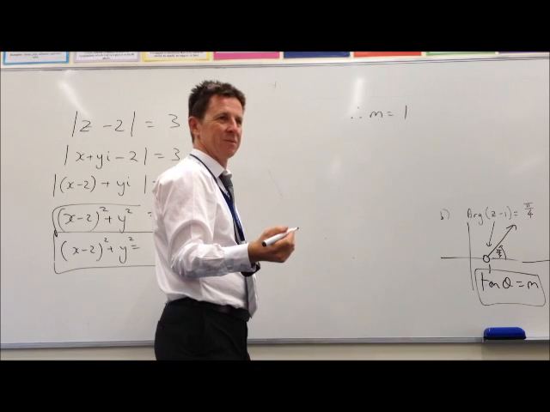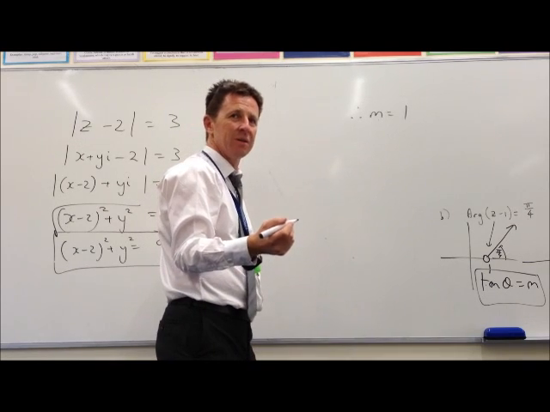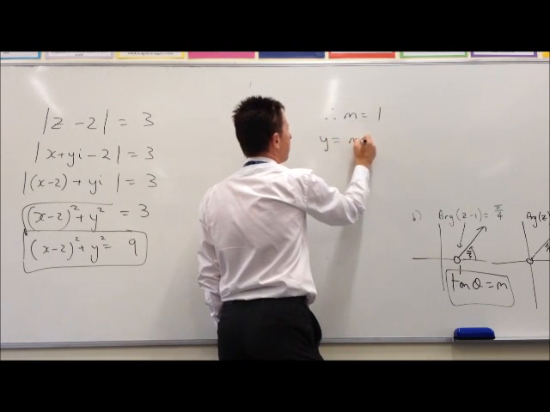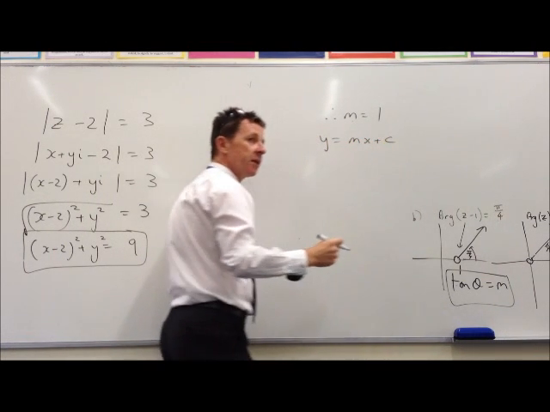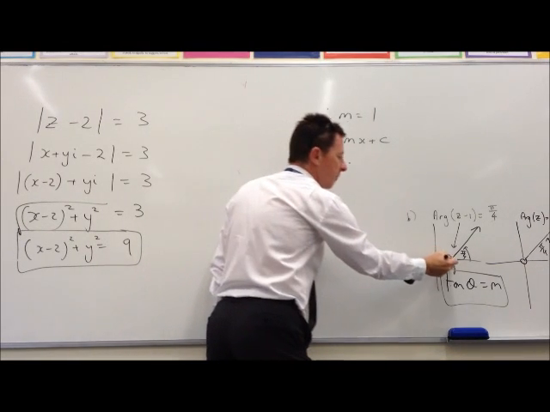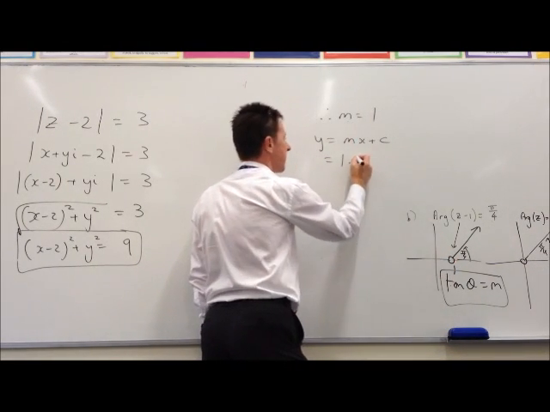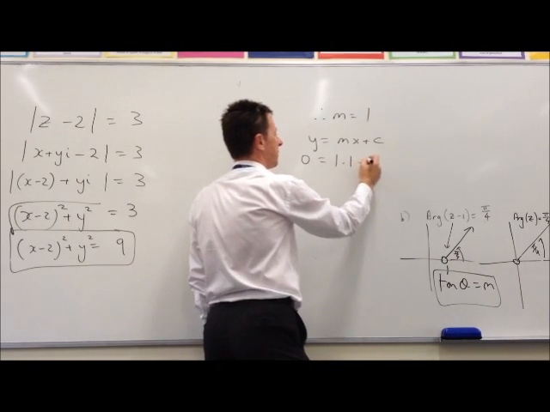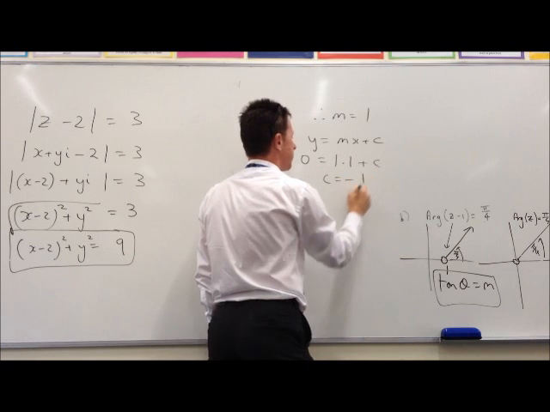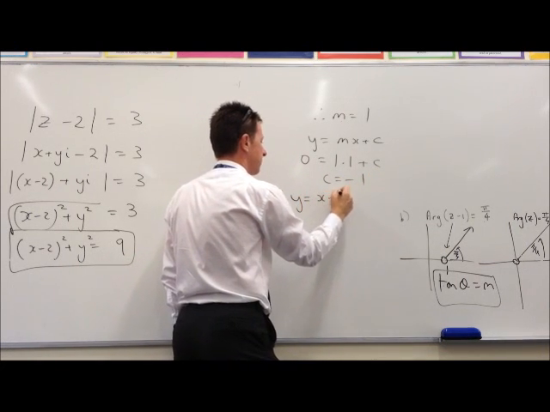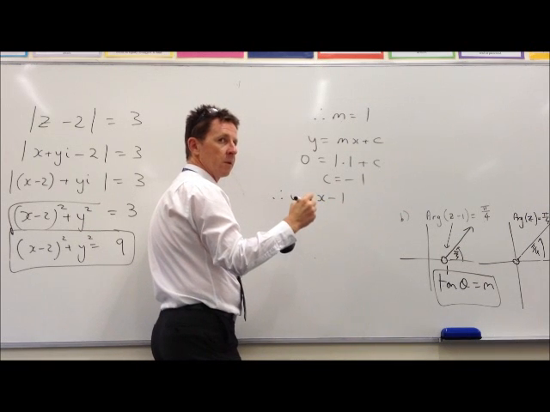What else do I need? Y-intercept. If you're in the form y equals mx plus c, you know the gradient's 1. We pick a point here. That point is x is 1 and y is 0, so 0 equals 1 plus c. So c is negative 1. So my equation is y equals x minus 1.